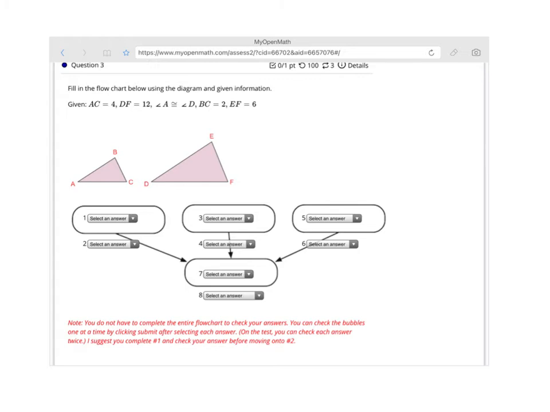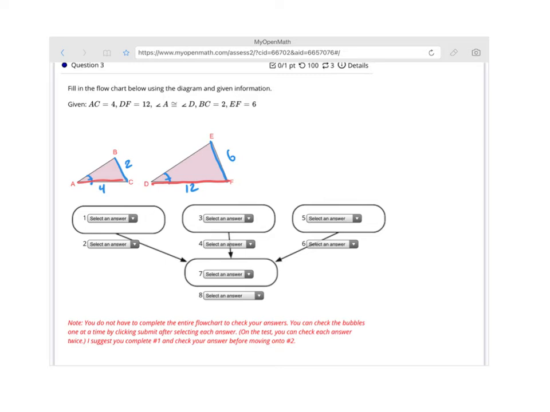Now, when I look at this one, I'm going to write in all my given information. It says that DF is equal to 12. It says that AC is equal to 4. Angle A is congruent to angle D, and that BC is equal to 2, and that EF is equal to 6. So when I write this down, I'm going to say something like DF over AC is equal to 12 over 4, which equals 3. Or in other words, DF over AC equals 3.